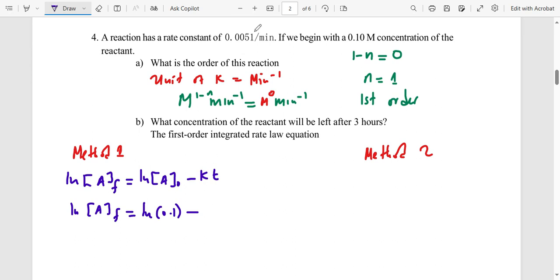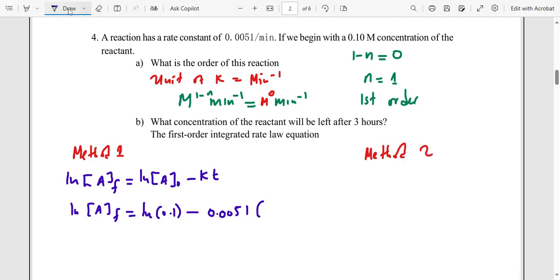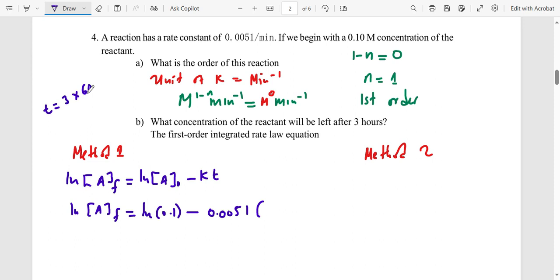And then minus k, you can say k is 0.0051. The time, where is the time? We've been told after 3 hours. But remember, this is in per minute, so you also need to convert the time to minutes. How many minutes are in 3 hours? The time is 3 hours times 60, and that is going to give us 180 minutes. So that's the one we punch here.